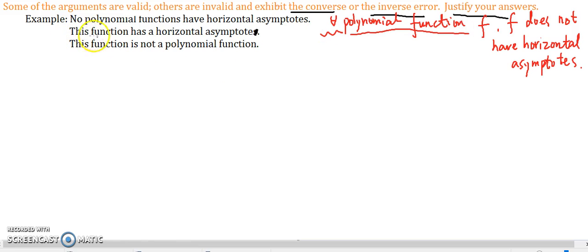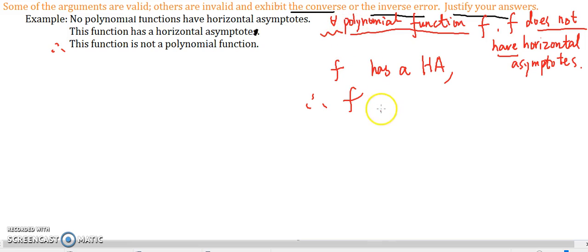Well, the second sentence, there should be a therefore here. So this function has a horizontal asymptote. Well, that's the negation of the conclusion. We know by contrapositive, if the negation of the conclusion is true, then the negation of the hypothesis should be true. So this function f has a horizontal asymptote. Therefore f, because has one and does not have one, that's the negation of each other. So by contrapositive, we know that this f should not be a polynomial function, because if it is a polynomial function, then this f should not have a horizontal asymptote. If it does have one, that means it's not a polynomial function. So the conclusion: f is not a polynomial function.